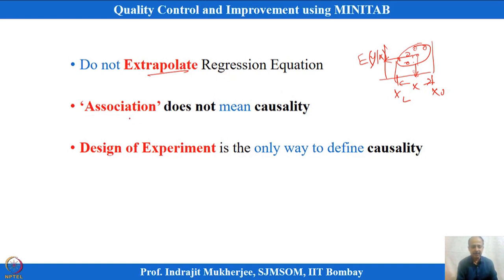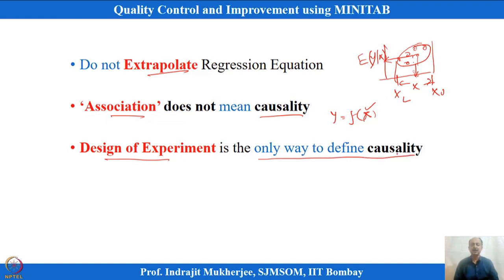Okay. And association does not mean, that means y is related with x, a function of x, does not mean that it is a real variable that impacts y. So, certain scenarios can be there, where there is a relationship between two variables which are not physically connected in any way, but there can be high correlation. So, many examples can be cited like that. So, it does not mean that there is causality. So, regression does not prove causality. So, design of experiment is the only way to define causalities like that.